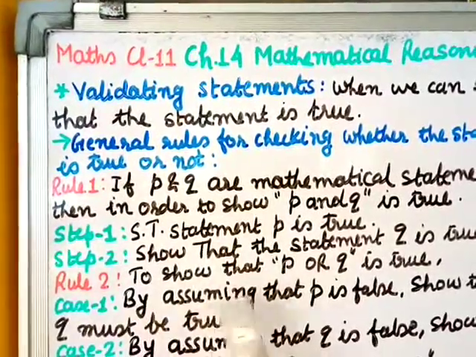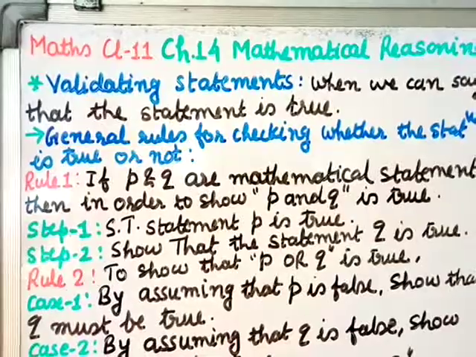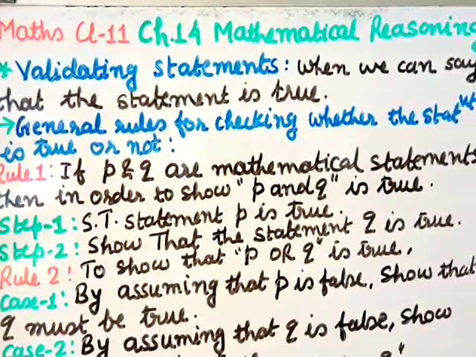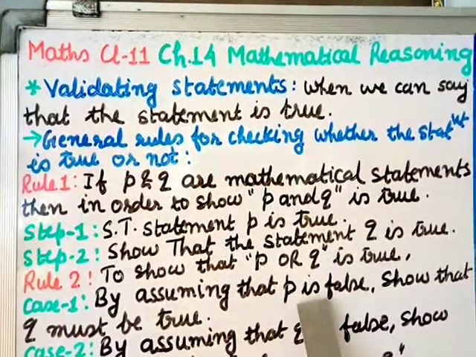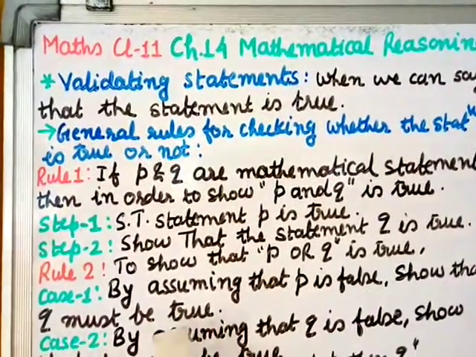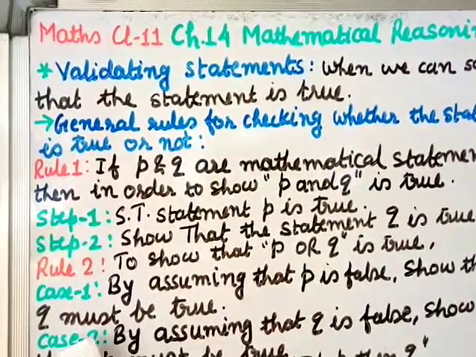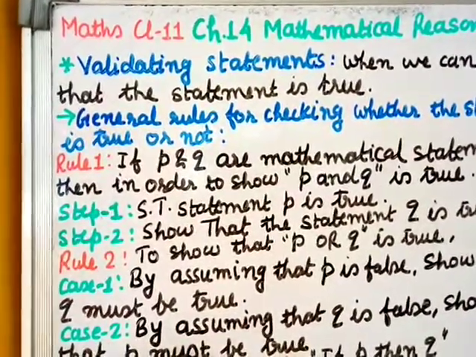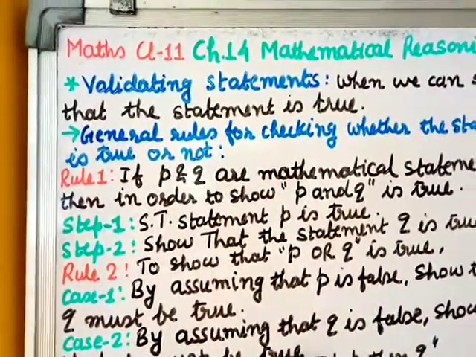Rule 2, to show that P or Q is true. Now if two statements are connected with OR, then how to show that? For that, case 1 is by assuming that P is false, show that Q must be true. So here we assume P is false and we have to show Q must be true. And case 2 is we assume that Q is false and we show that P must be true.